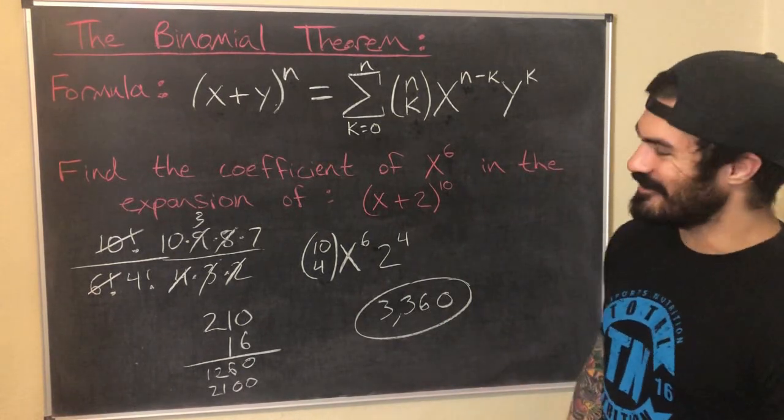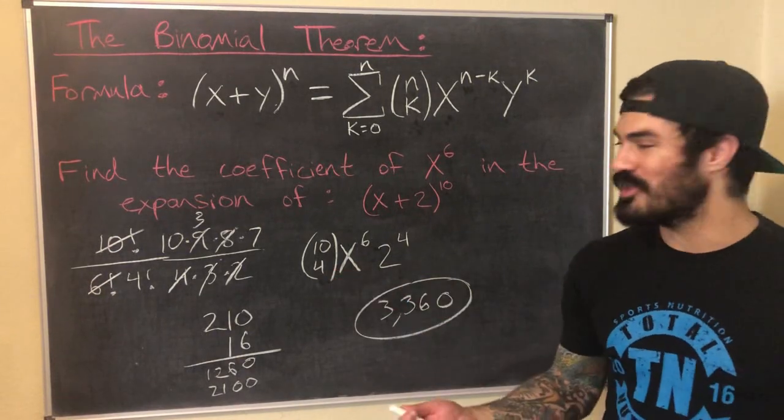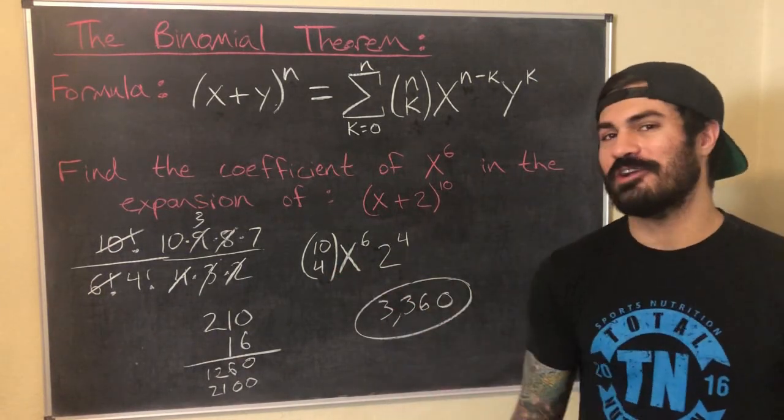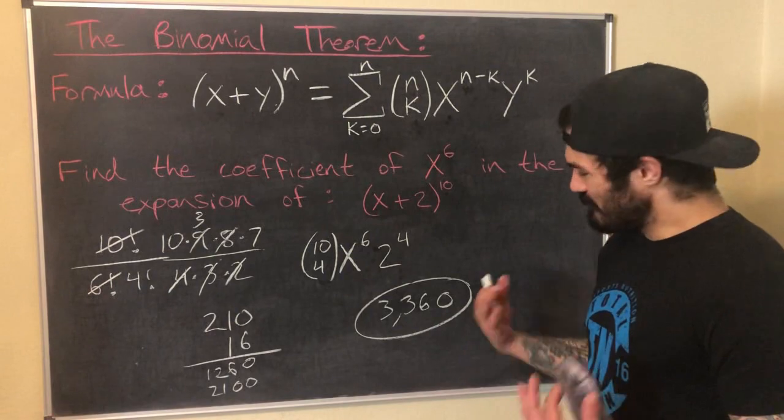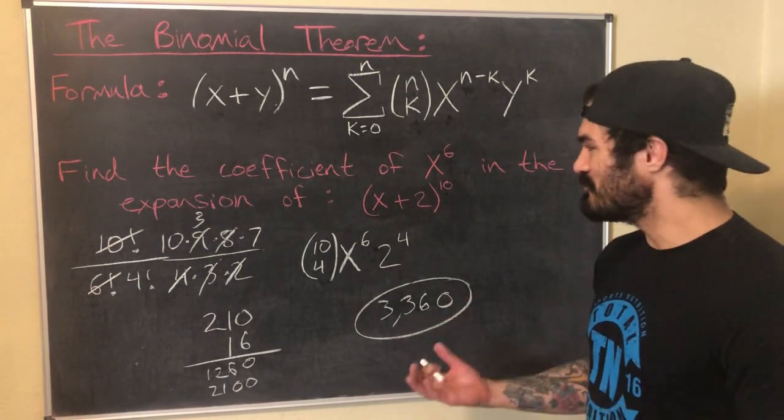See, don't need a calculator. So hopefully that made sense. If you can use a calculator, just multiply it out, do that. If you want to go to the 10th row of the triangle, do that as well. Whatever gets you to 3,360 is the way you should do it, the best way that you understand it.